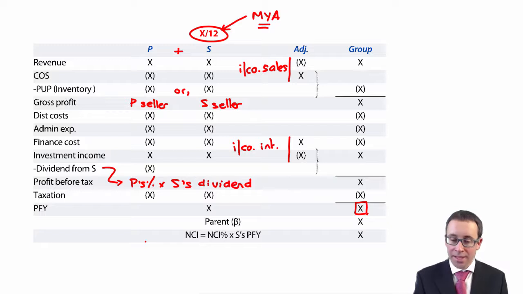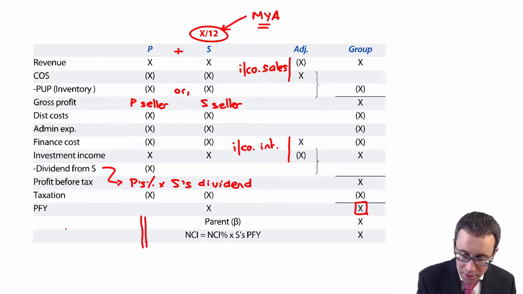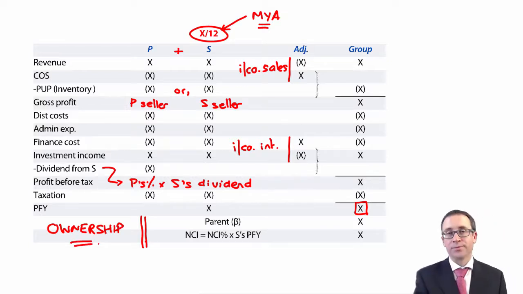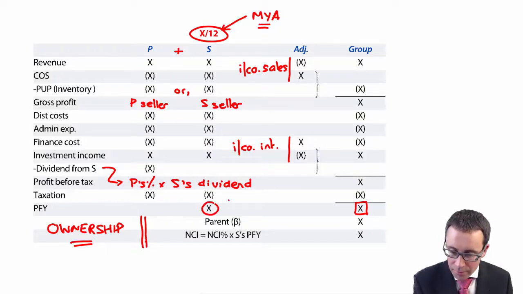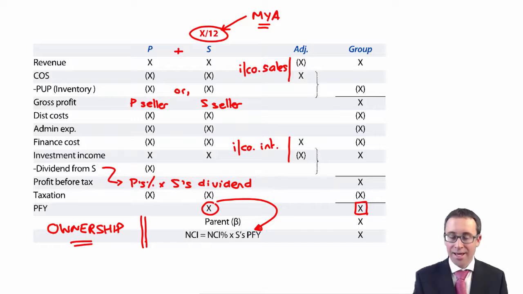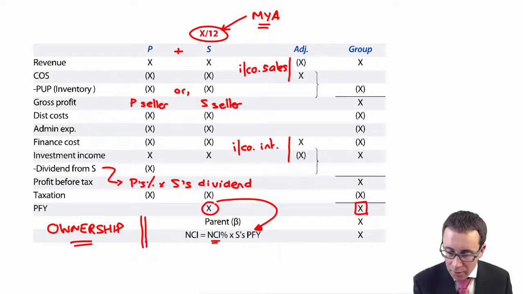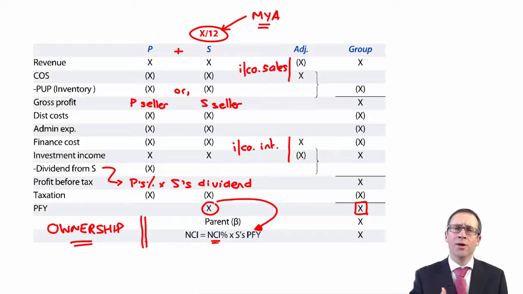But the key bit is that we don't own all of S's profits, do we? If that's the case, at the bottom we need to show ownership. So who owns what of those group profits? What we do is we total up S's column, which is essentially S's profits for the year, or adjusted for when we gained control by the prorating exercise. And we multiply that by the non-controlling interest percentage, because that is what the non-controlling interest own of S's profits. You then work out the NCI by taking that NCI percentage and multiplying by S's profits for the year.